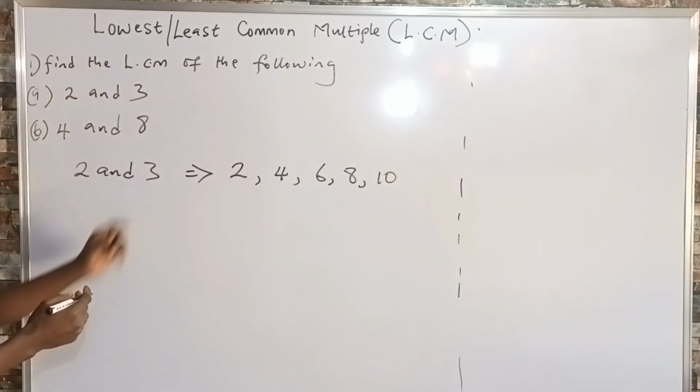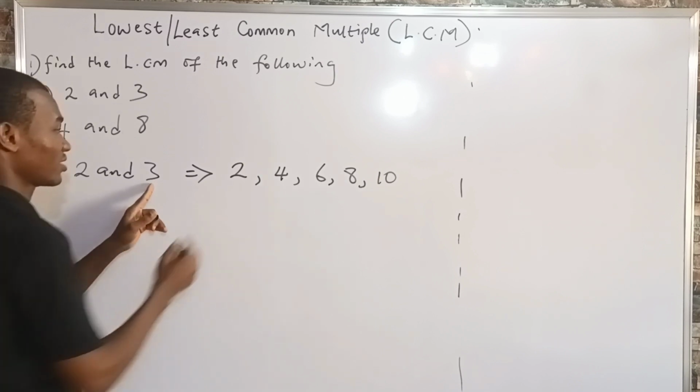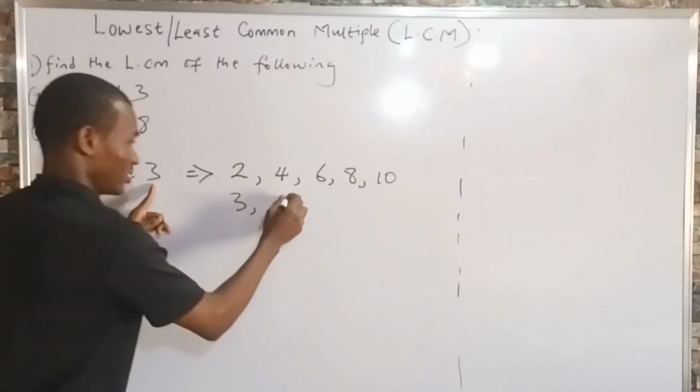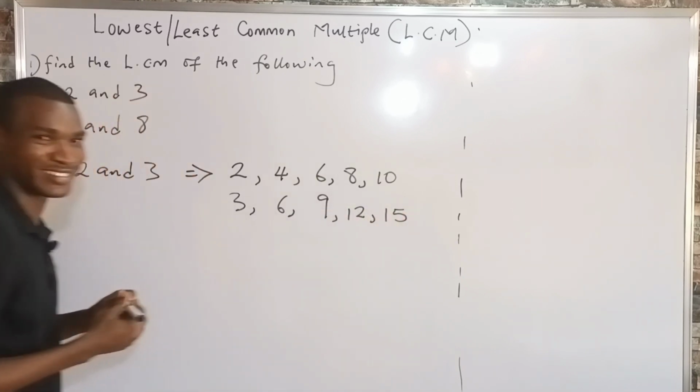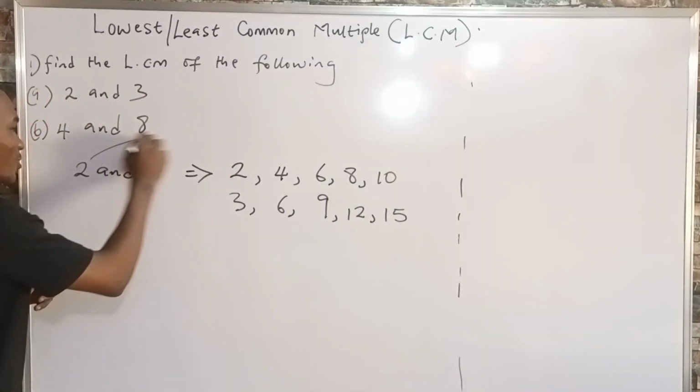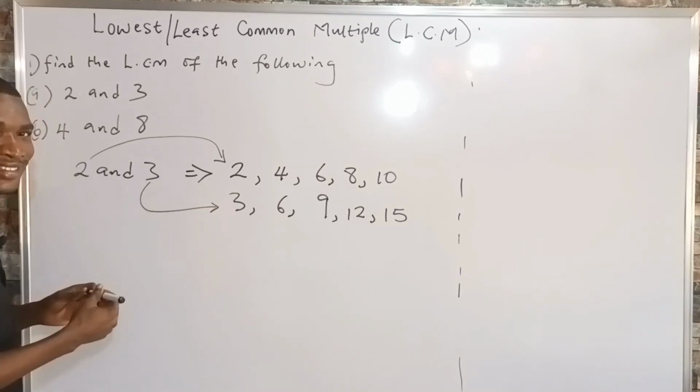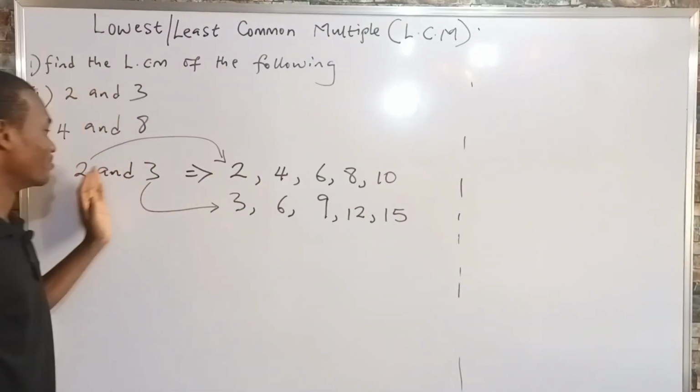Then coming to 3, let's also produce the multiples of 3. So we shall say 3 times 1 is 3. 3 times 2 is 6. 3 times 3 is 9. 3 times 4 is 12. 3 times 5 is 15. So all these are multiples of 2 and multiples of 3. We are through with finding the multiples of both 2 and 3.